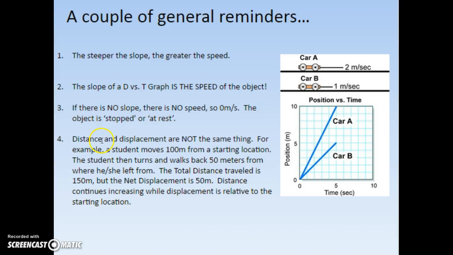Here we're going to look at distance and displacement. They are not the same thing. For example, a student moves 100 meters from a starting location. The student then turns and walks back 50 meters from where he or she left from. The total distance traveled is 150 meters. That's the total number of meters that the student walked. But the net displacement is only 50 meters. The student ended up only 50 meters away from where he or she began. So the net displacement is relative to the starting location. Distance continues increasing while displacement is relative to the starting location.